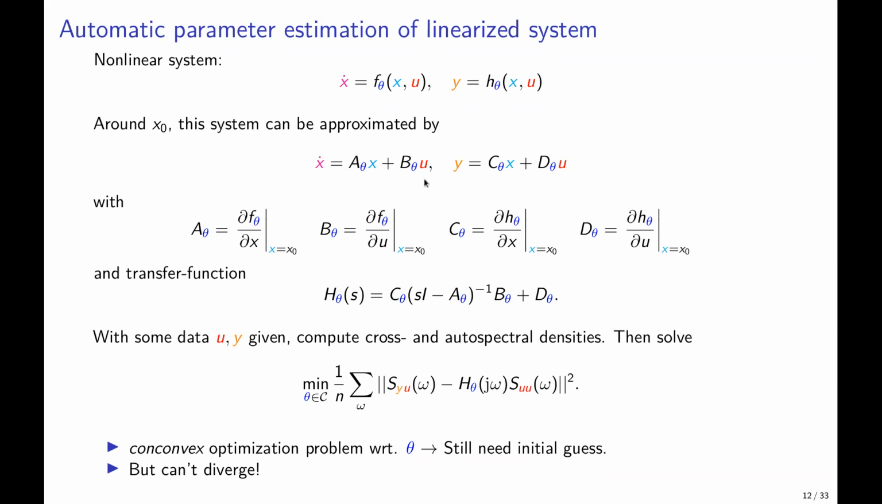So we can linearize this and find a linear ODE system like this here by computing all these Jacobians for these different matrices. And then we know the linear transfer function of this linear system, which is dependent on the parameters. And then we can, in this first step, just fit the transfer function.